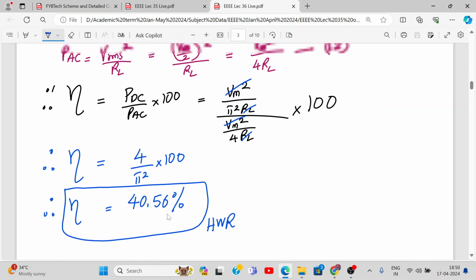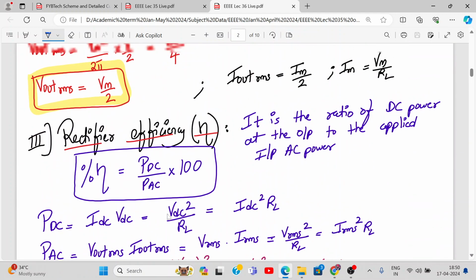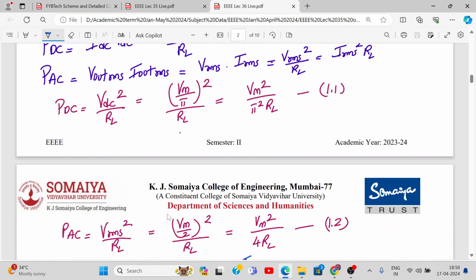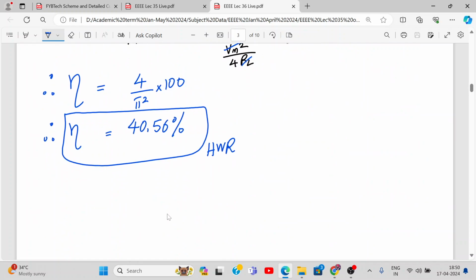Okay. So this is the way you can derive the efficiency of a half wave rectifier. The procedure will remain same for full wave, center tap and bridge rectifier. So don't you worry about that. Alright. Can we go to the next derivation? Ripple factor.